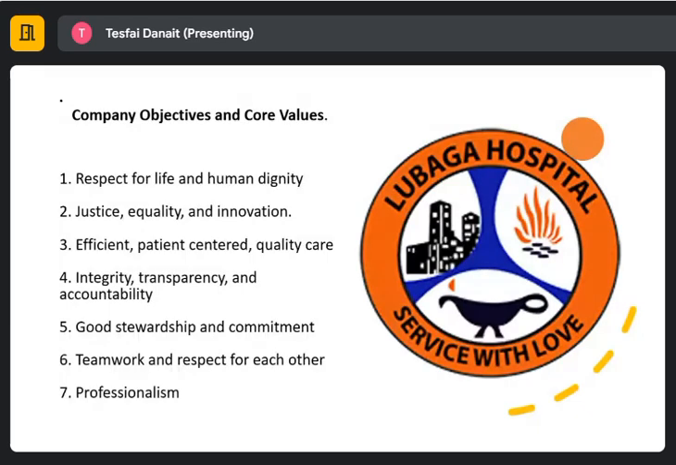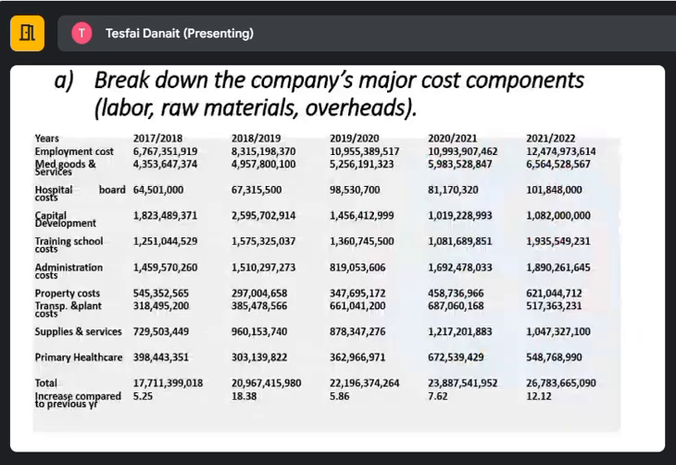So we have this company. It has objectives and core values, which are respect for life and human dignity, justice, equality, and innovation, efficiency, patient-centered and quality care, integrity, transparency, and accountability, good stewardship and commitment, teamwork and respect for each other, professionalism. These are the core values of this hospital.